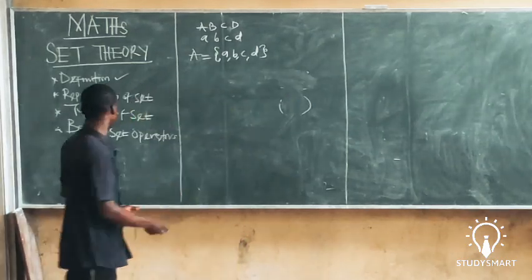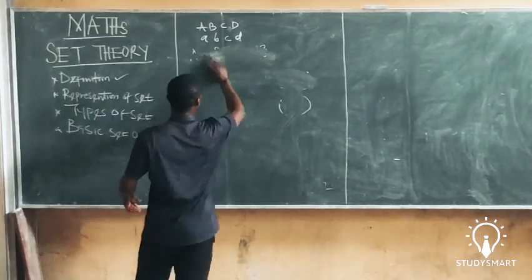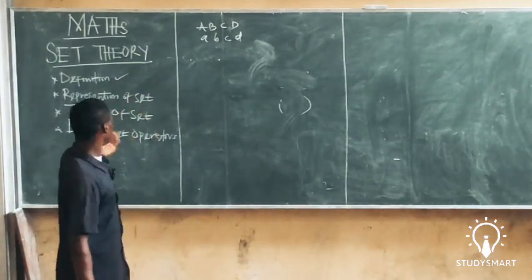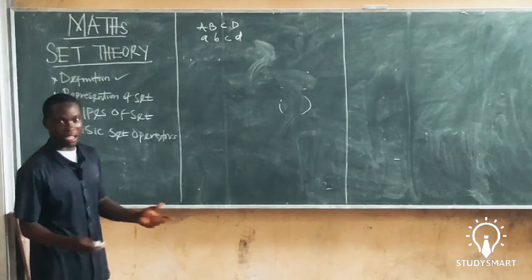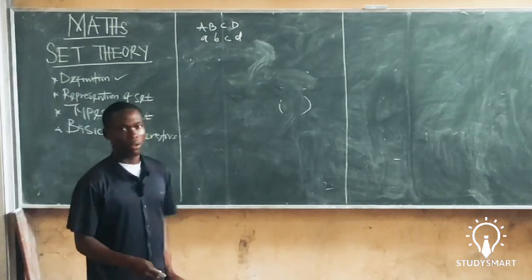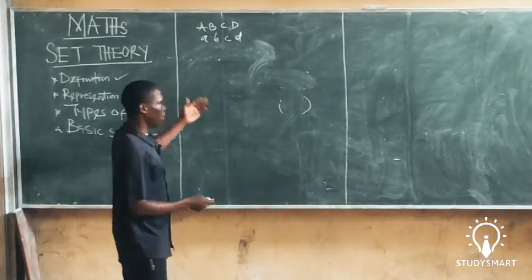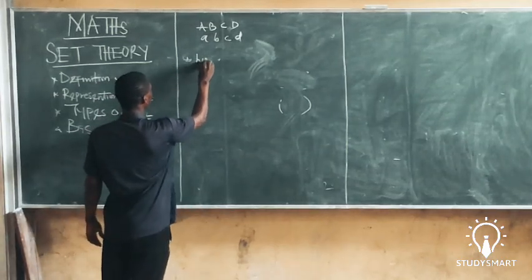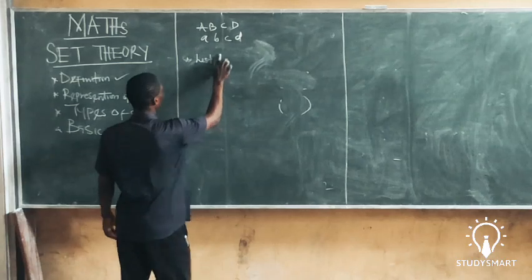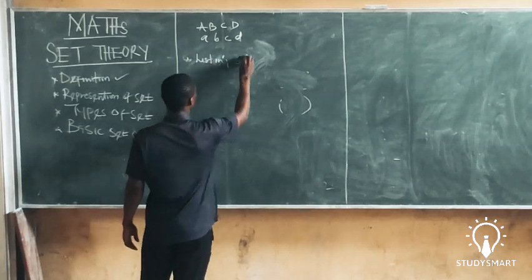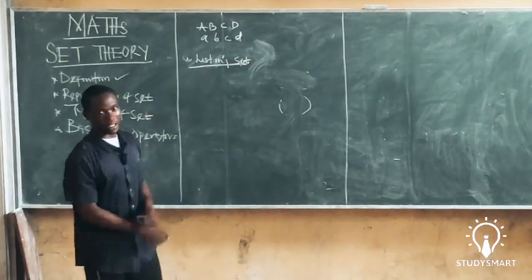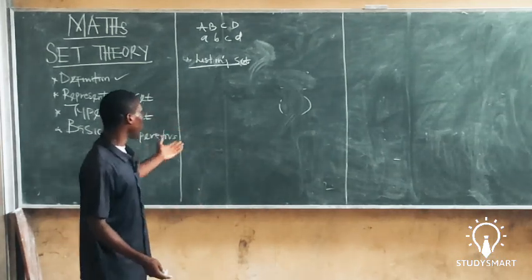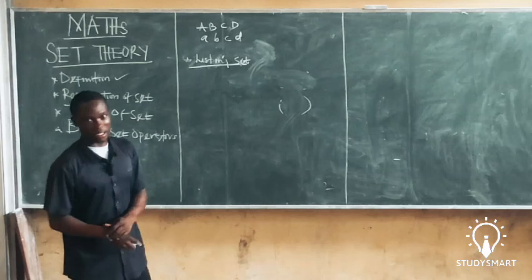We are going to look at the various ways of representing sets. Sets can be represented in various ways too. We can represent sets by listing the set, or by set builder notation. So let's look at the first one, listing a set. If I want to represent a set by listing it, this simply means that I am going to write out all the elements in the set.